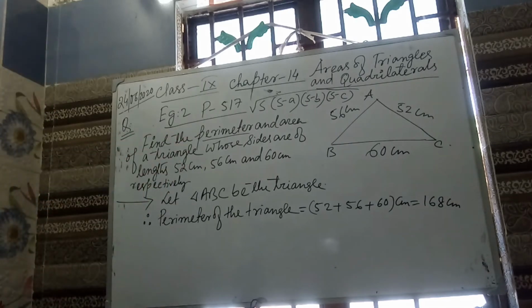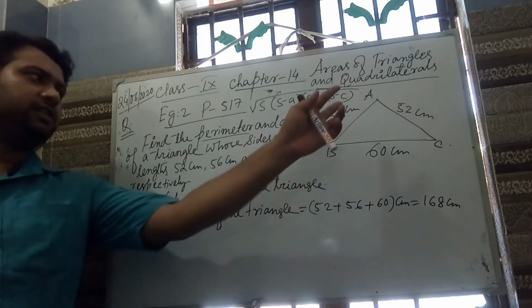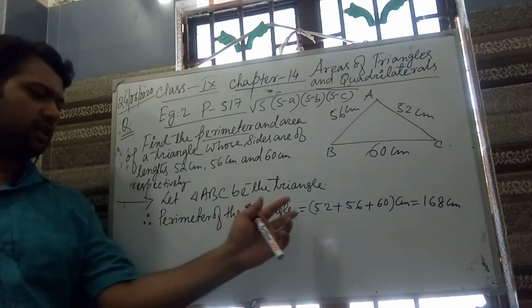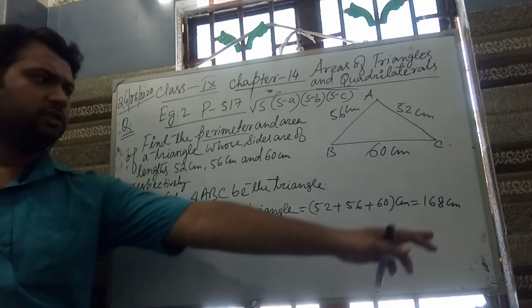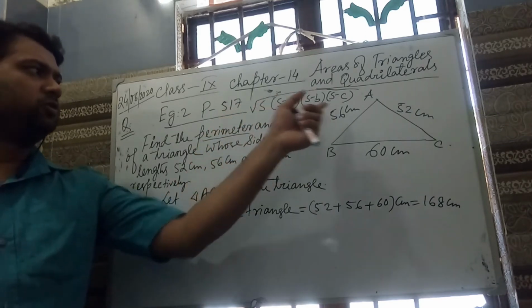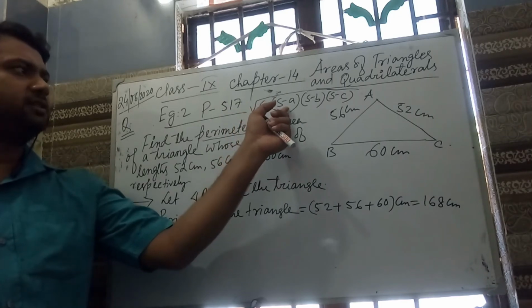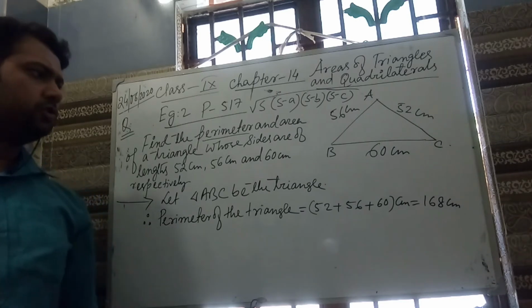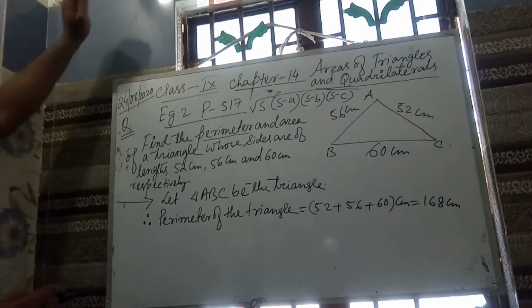So read the question carefully. We have to find out perimeter and area of the triangle whose sides are 52 centimeter, 56 centimeter and 60 centimeter respectively. We have named the triangle ABC. The perimeter of the triangle is sum of all the three sides, that is 168 centimeter. For area, we will use this formula, root over s into (s minus a) into (s minus b) into (s minus c). That is the Heron's formula. So we have to find out s, or the semi-perimeter.